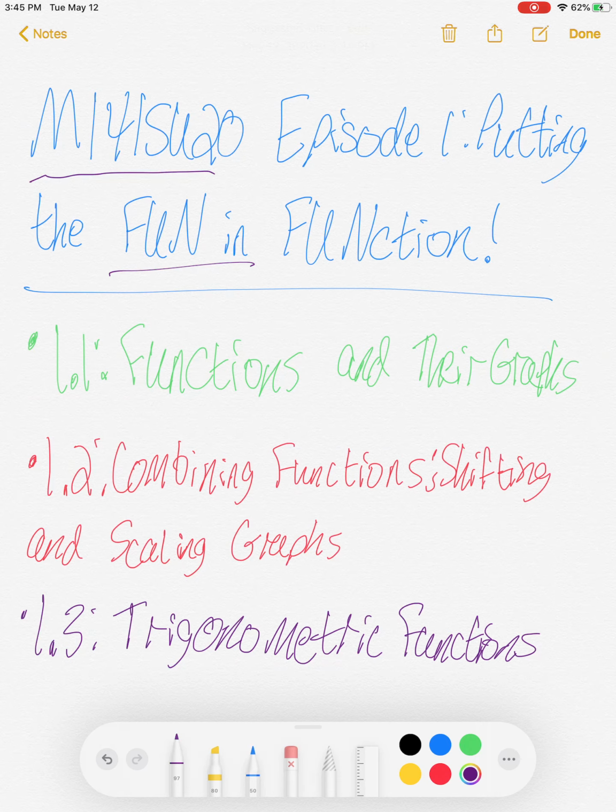So the first section looks at functions and their graphs. So what is a function and what does the graph correspond to? Section 1.2 then looks at how we can combine functions and how we can shift and scale those graphs. For example, how do changes in the function change the geometry of the graph? And then section 1.3 looks at everybody's favorite, the good old-fashioned trig functions.